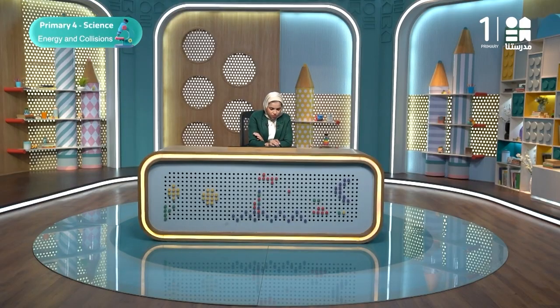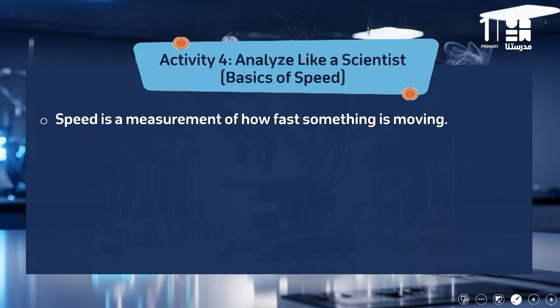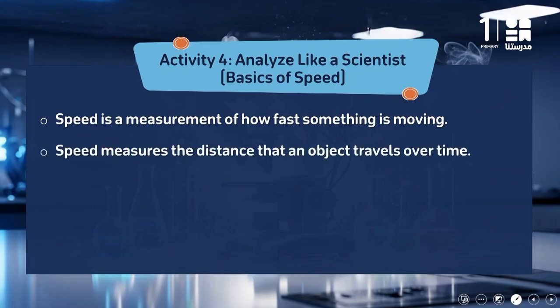So the speed is a measurement of how fast something is moving, and it measures the distance that an object travels over time. Again, speed measures the distance over time. I have the 3 keywords: distance over time.